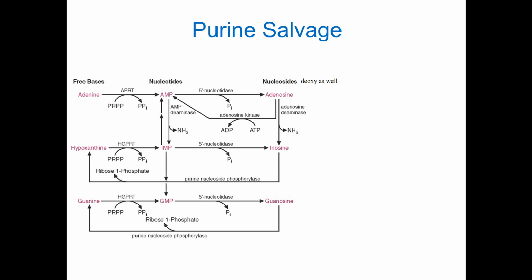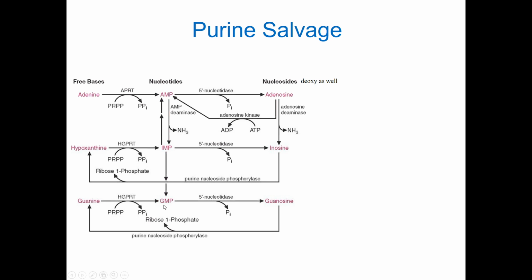Now let's take a look at the salvage pathways to produce purine. As I stated initially, this is really important for the production of purines. Notice in this image, we can take free bases, so these are our free nitrogenous bases, and they can all have an addition of PRPP to produce a nucleotide. So in this middle column here, we've got a sugar and a phosphate attached.